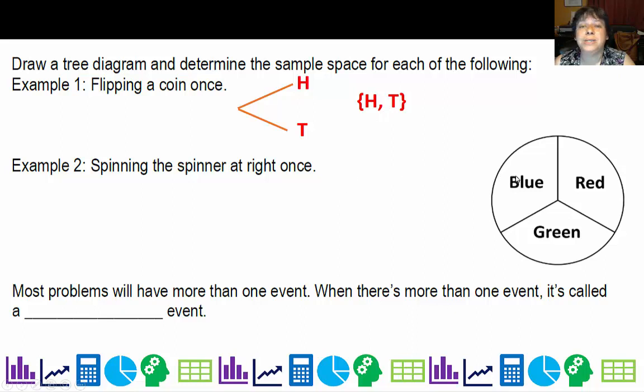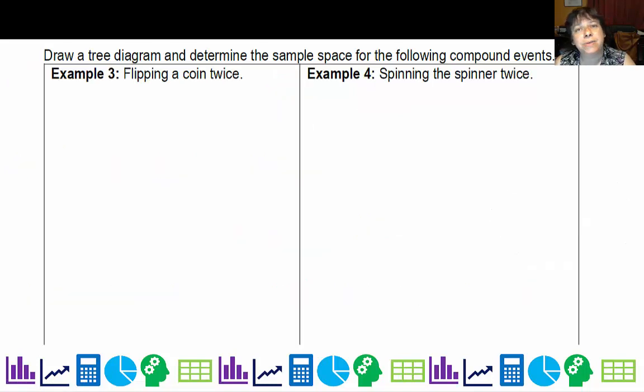All right, let's go ahead and look at spinning the spinner once. I have blue, red, and green, so I could spin it and it's either going to land on blue, red, or green. And here's the sample space. So when we have just one event, sample spaces are actually pretty simple. When there's more than one event, it's called a compound event. So let's look at some examples of compound events and how the sample tree changes for that.